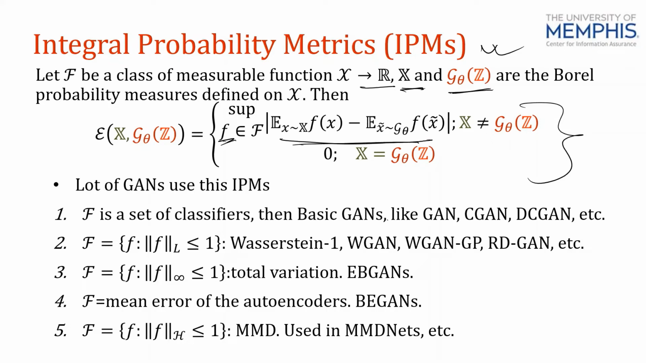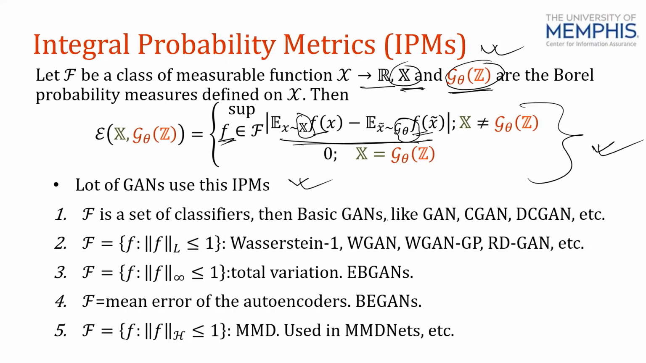So what this distance means is the difference between the expectation of the test function f over the real distribution and the expectation of the test function f over the fake sample distribution. We call this distance the integral probability metric. Now, in the literature, we can find a lot of GANs using these IPMs to measure the discrepancy between real and fake sample distributions.